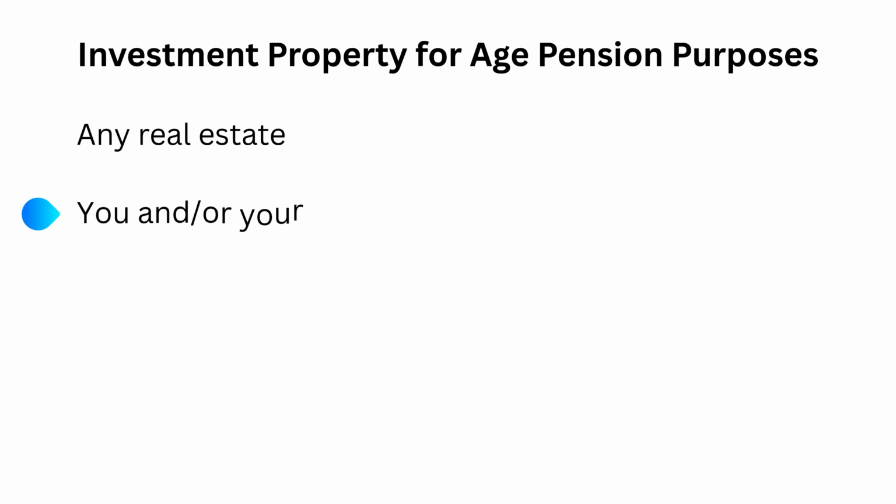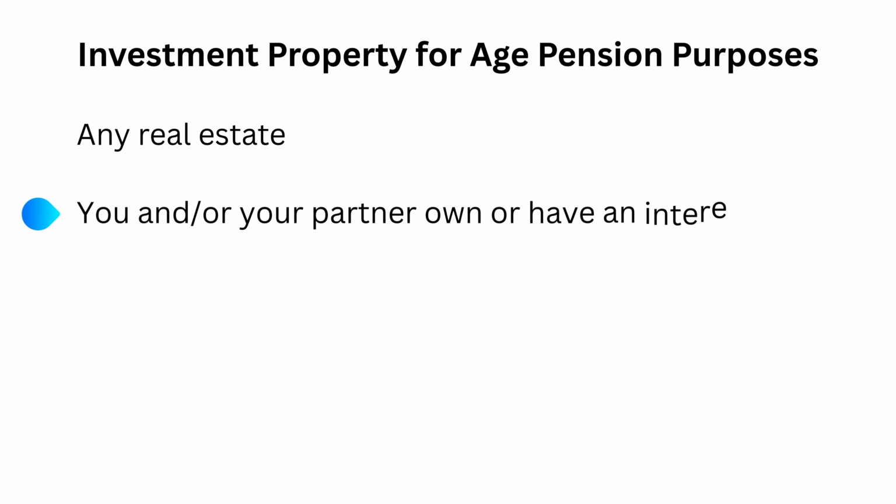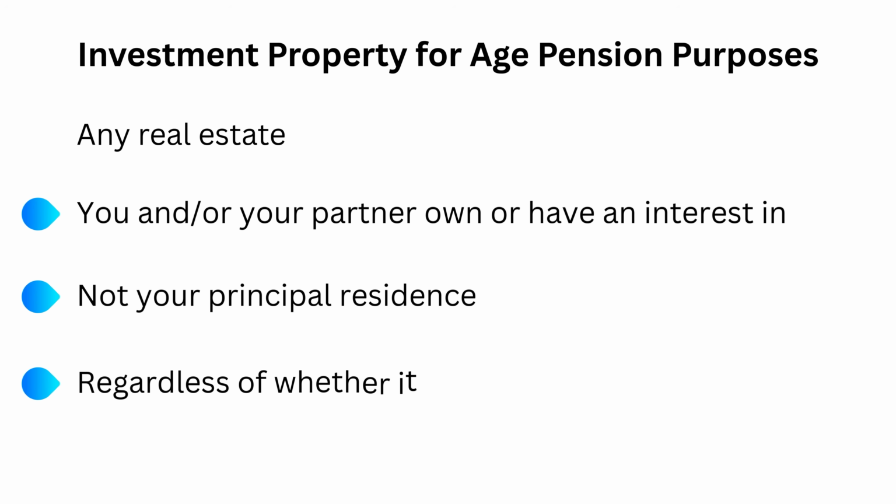But first, what is considered an investment property for age pension purposes? You probably already know that generally your principal residence is an exempt asset, not included in the assets and income tests. An investment property is any real estate you and or your partner own or have an interest in that is not your principal residence, regardless of whether it earns income.